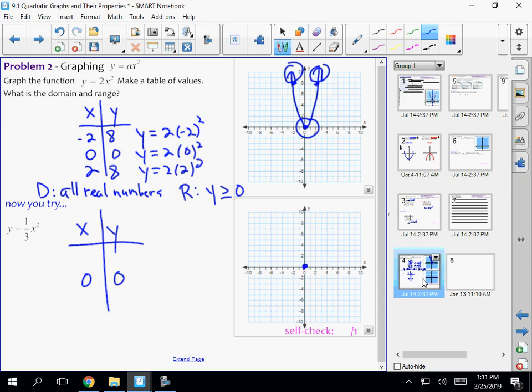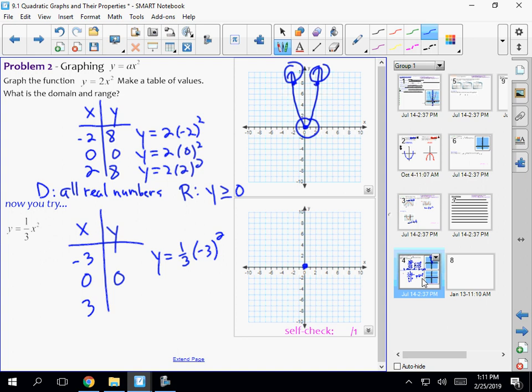Which way is this one facing, up or down? It's facing up because A is positive. What would be a good value to choose to the left of 0 so that it comes out evenly? Negative 3, and then positive 3. So I've got y equals 1/3 times -3 squared, and I'm going to get the same result when I plug in +3.